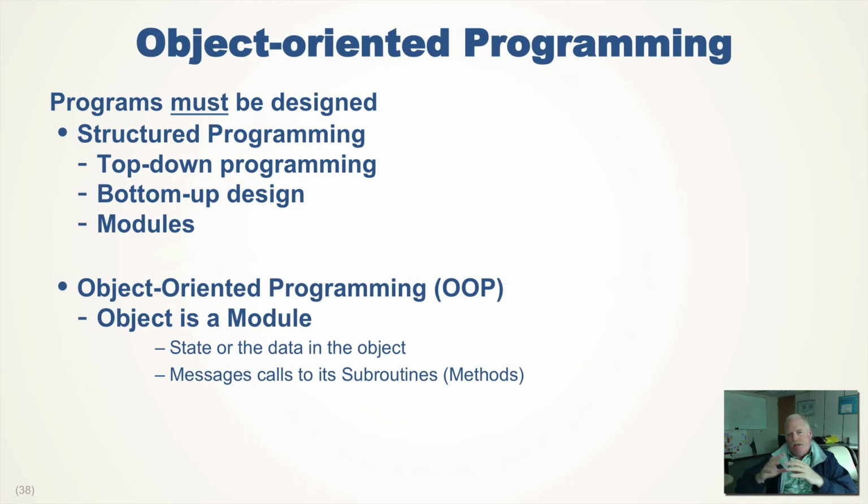So we expand on that idea to now talk about object-oriented programming, which we're talking about this semester because we're using Java. The idea is that an object is a module that has both a data state, an internal state, so it knows some things, it's got some data, and it has a bunch of messages or subroutines, also called methods in object-oriented programming, that are what it can do.